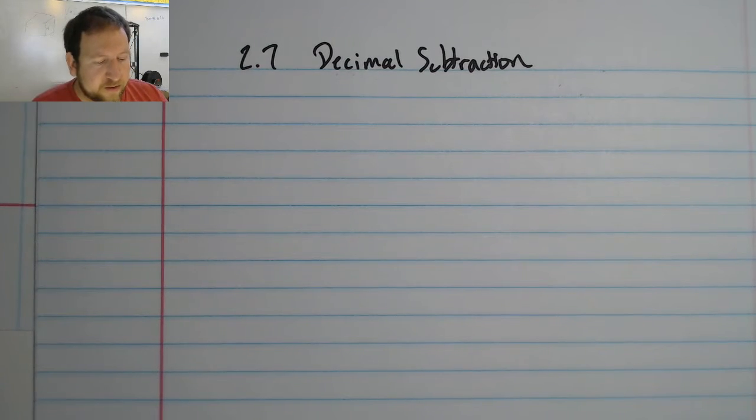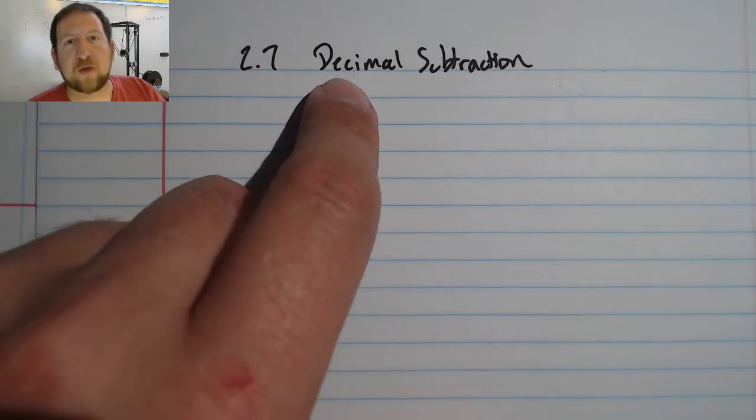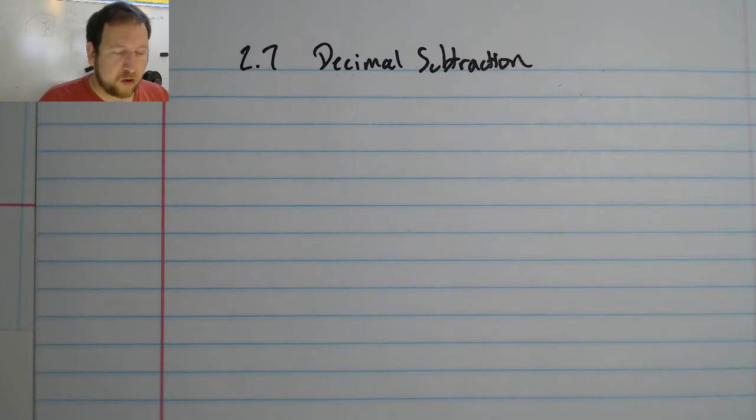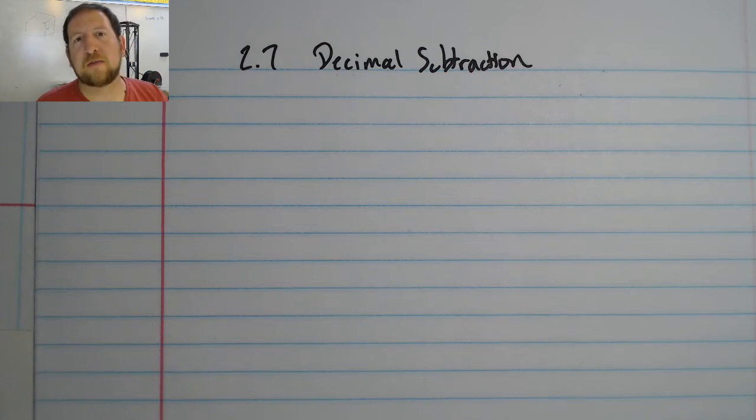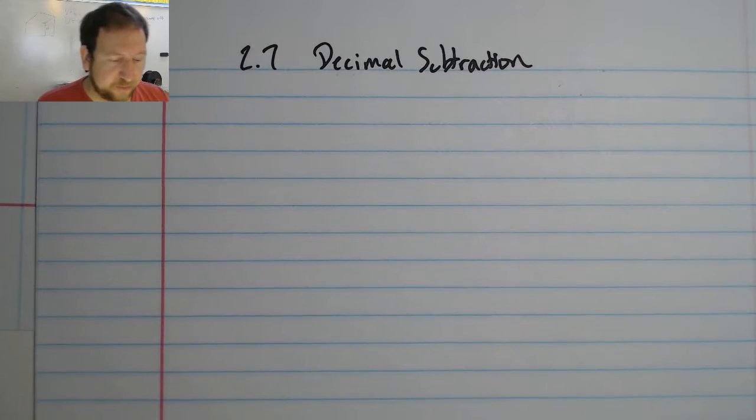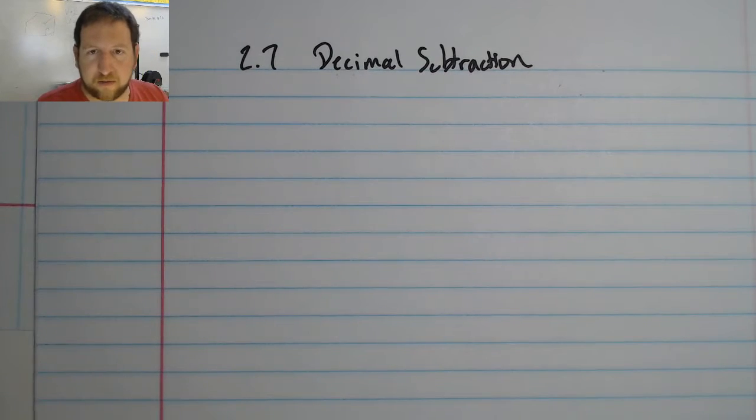All right, I want to talk about section 2.7, decimal subtraction today. Now, we all remember this and we've learned this before, but we're just going to go through the steps nice and quick, as a refresher, so that you remember how to do it by hand and all the steps for our algorithm. So we have four main steps when we're subtracting decimals.